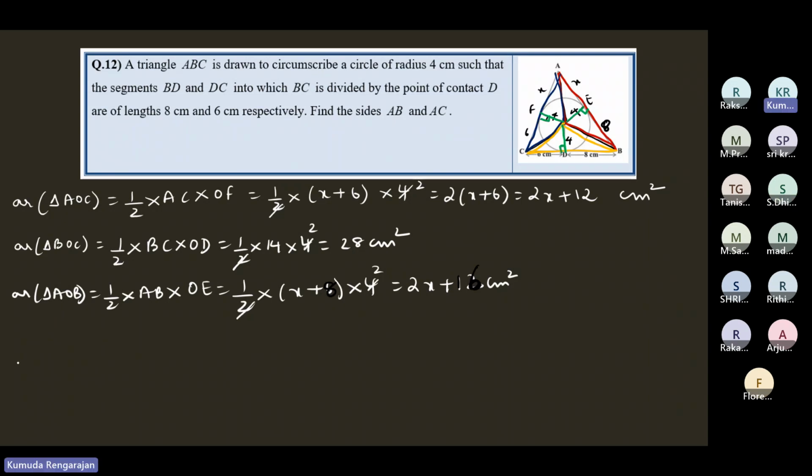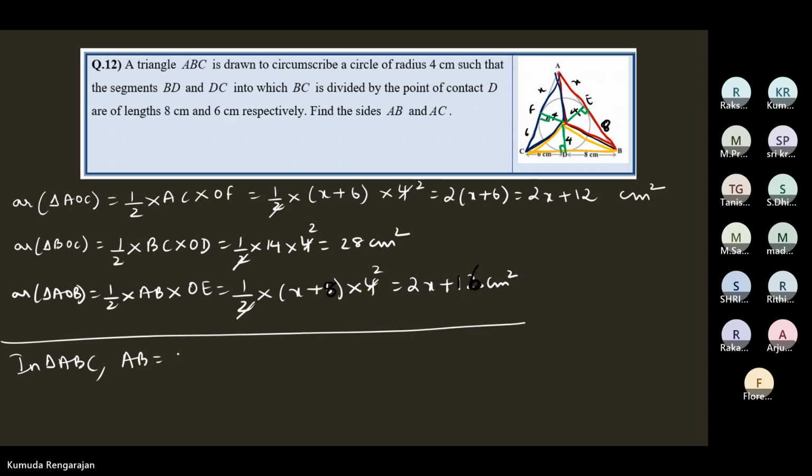Now, what is area of triangle ABC? So semi-perimeter. Semi-perimeter of triangle ABC. Okay. So this is one part. Now, in triangle ABC, AB is equal to x plus 8, BC is equal to 14, AC is equal to x plus 6.